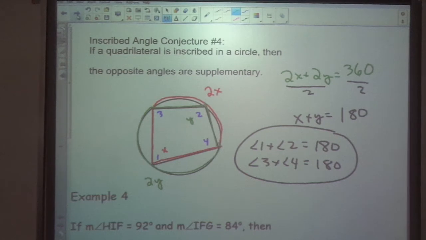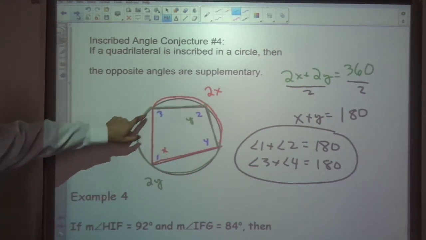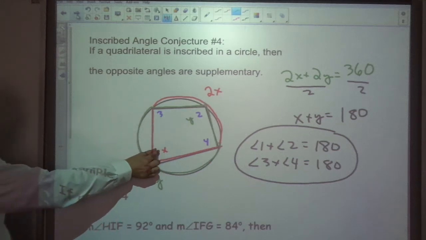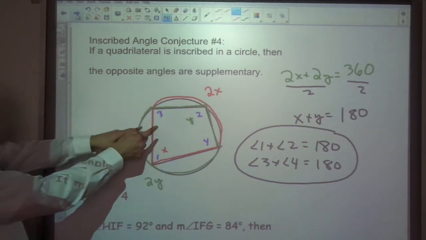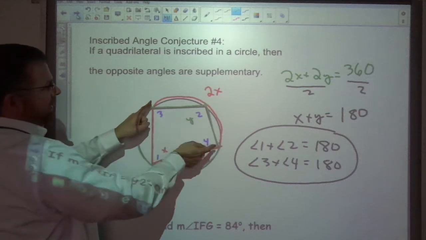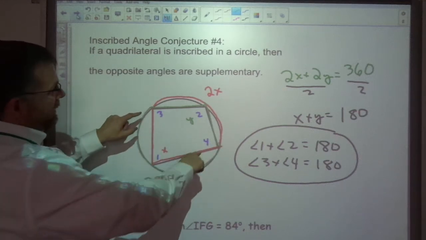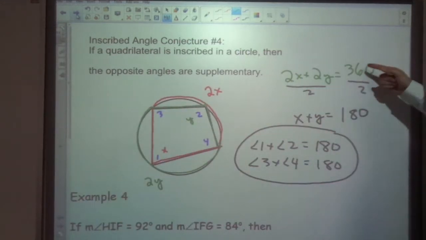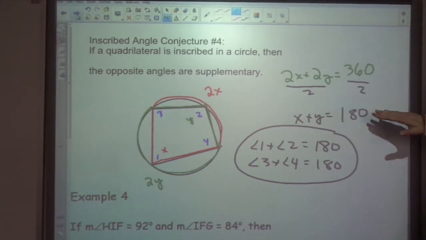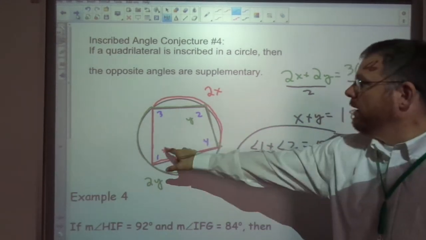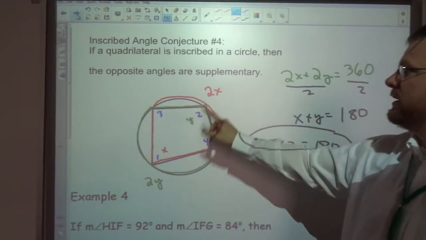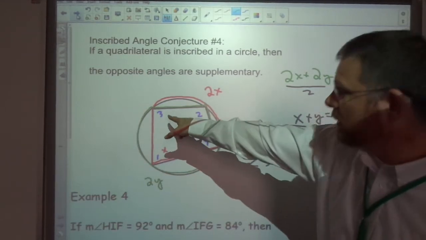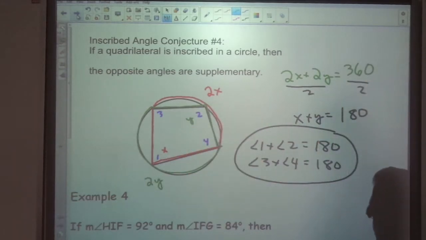Lastly, if a quadrilateral is inscribed in a circle, then the opposite angles are supplementary. So let's say we've got a quadrilateral here with angles 1, 2, 3, and 4. We'll call this one x and this one y. Well then, this one would have to be 2x, and this would have to be 2y. And we know together 2x plus 2y makes 360, right? Well, if we divide everything by 2, then x plus y has to be 180. So no matter what x and y are, they have to add up to be 180. They have to be supplementary. And if those are 180, then these also have to be 180 because the total has to be 360.